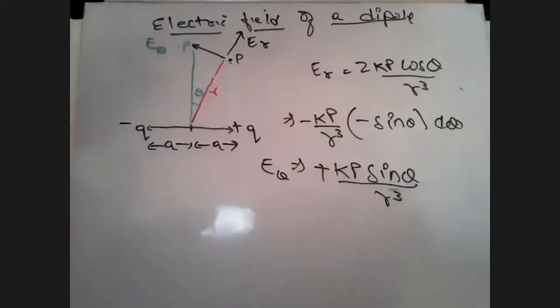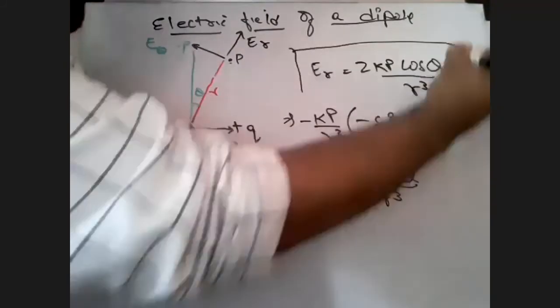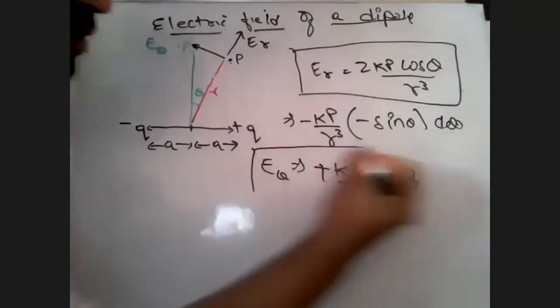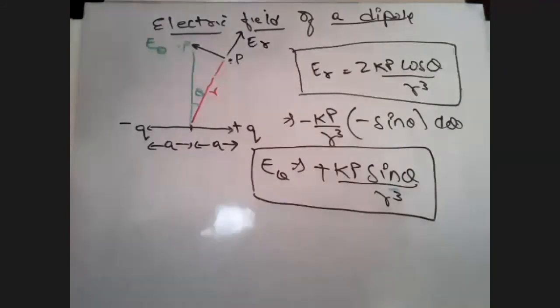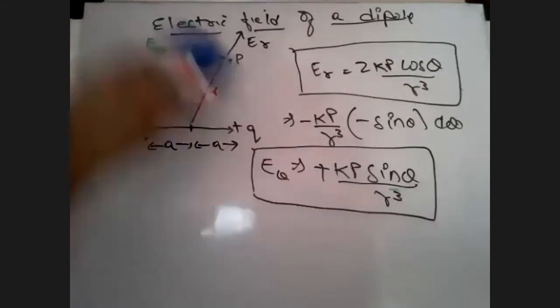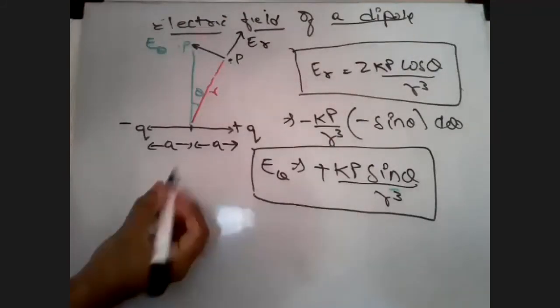So first I found out the radial direction electric field intensity. Second, I found out tangential direction electric field intensity. And now to find out the net will be what? I'll draw it here. I know this is ER.